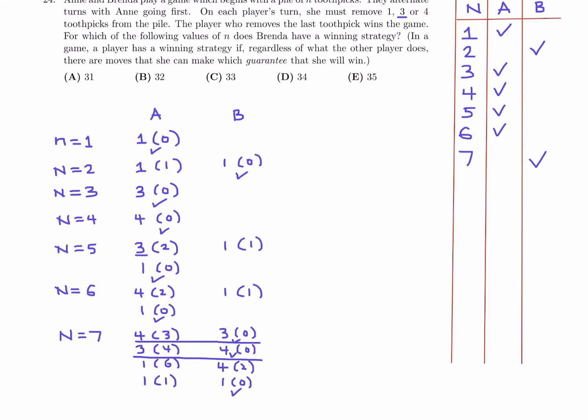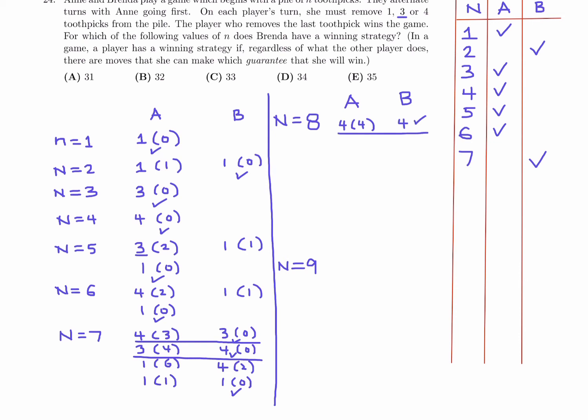All right? I'm just going to do a couple more because I think you get the point here. You get the kind of the way of doing it here. I'm just going to do n equals 8 and n equals 9, and then we'll talk about this. Okay, so who's going to win for n equals 8? We got Ann and Brenda here. All right, well, if Ann removes 4, there's 4 left. Brenda can just remove those 4 and win. So that's the first scenario.